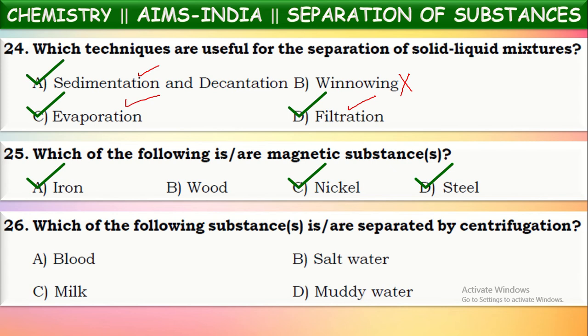centrifugation. Generally, this centrifugation technique is used for the separation of blood samples and even for the separation of cream from the milk. Okay, blood and milk are separated by using centrifugation technique. Okay, next question.